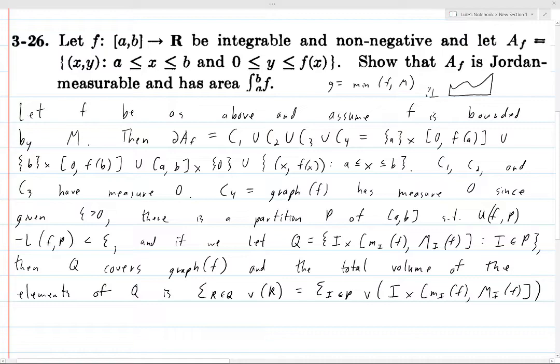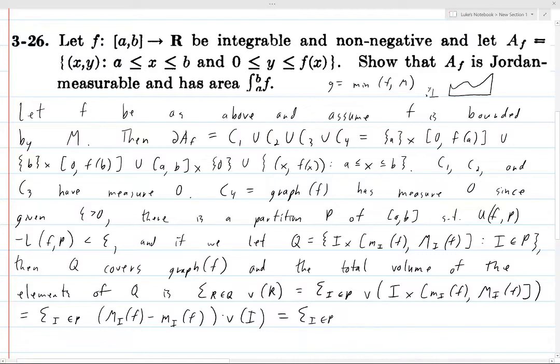And now if we write out the volume, one way to write it out is that it's just length times height. The height is uppercase M_I minus lowercase m_I, so it's uppercase M_I minus lowercase m_I times the length of I, which I will just denote by the volume of I. And maybe you can see where I'm going with this.